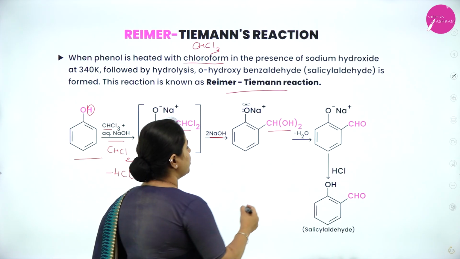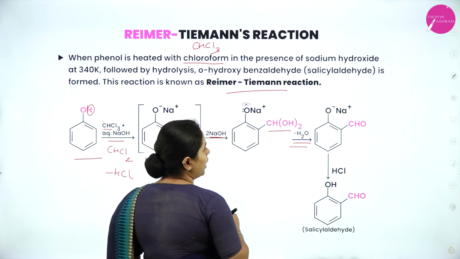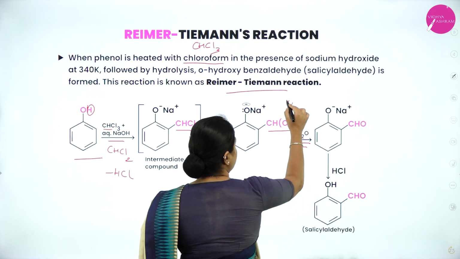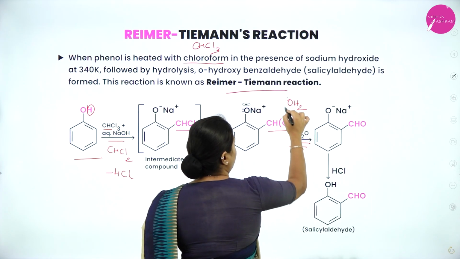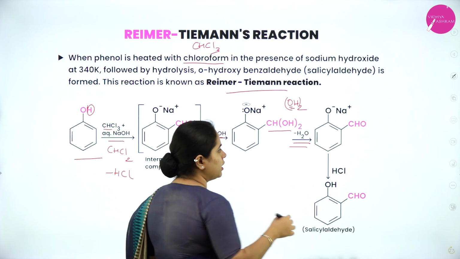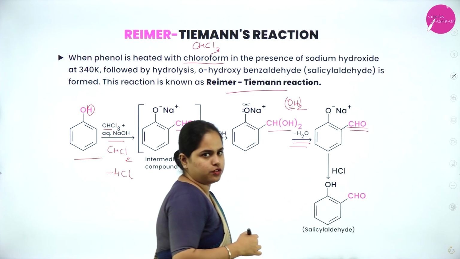So now in the next step, we are going to remove the water. H2O is going to be removed. So H2O is removed means this is OH twice, right? OH twice. So H2O is removed means one oxygen will be still remaining there. So you have the aldehyde which is formed here, CHO.